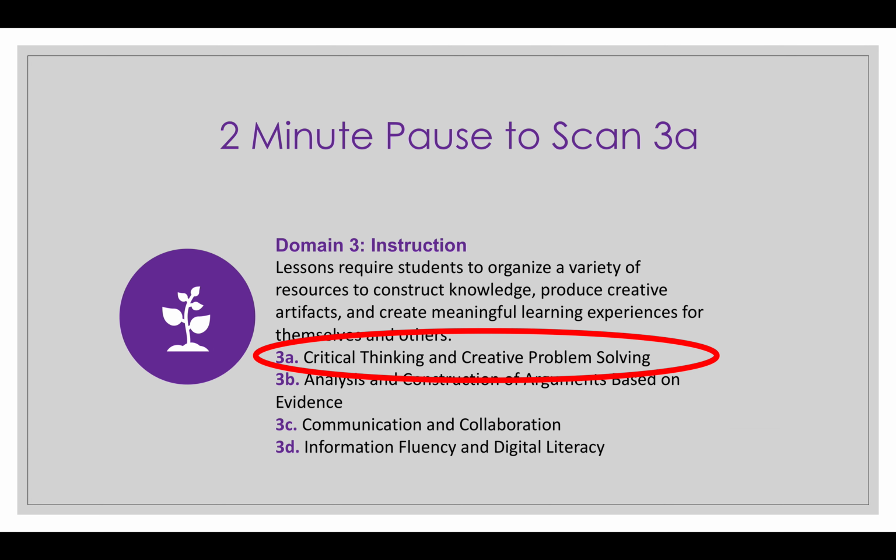We will now pause 2 minutes for you to scan indicator 3A. Please make note of anything that is unclear or that you may have questions about. And once again, notice ways you're already working towards this indicator in your classroom.